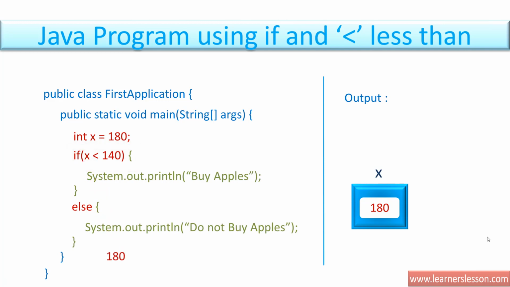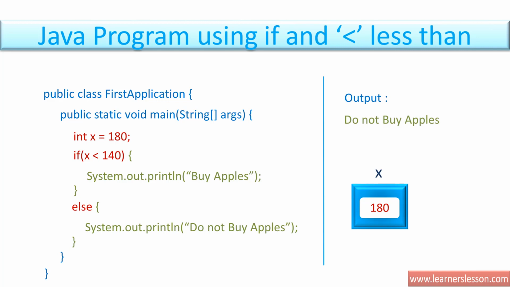There is 180 inside x, and in the right hand side there is 140. That is what you told him: if the price is more than 140, don't buy that. So currently the price of apple is 180 rupees. So this is not less than 140. So immediately he comes to the else part, and "do not buy apples" is printed on the screen.